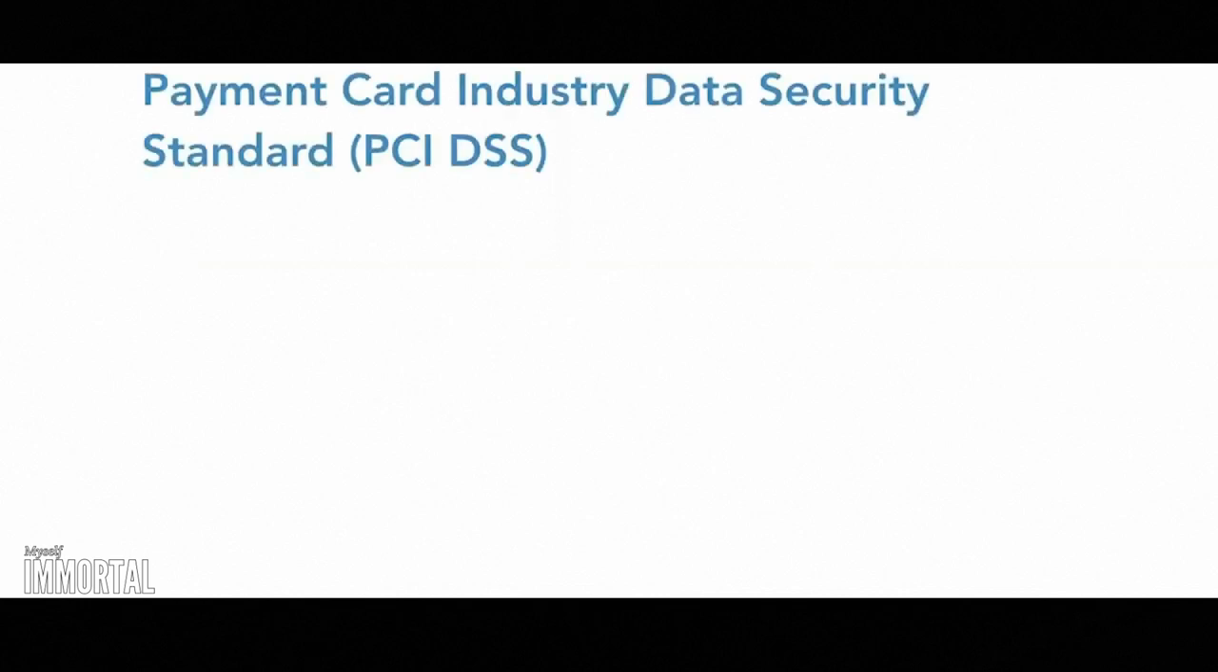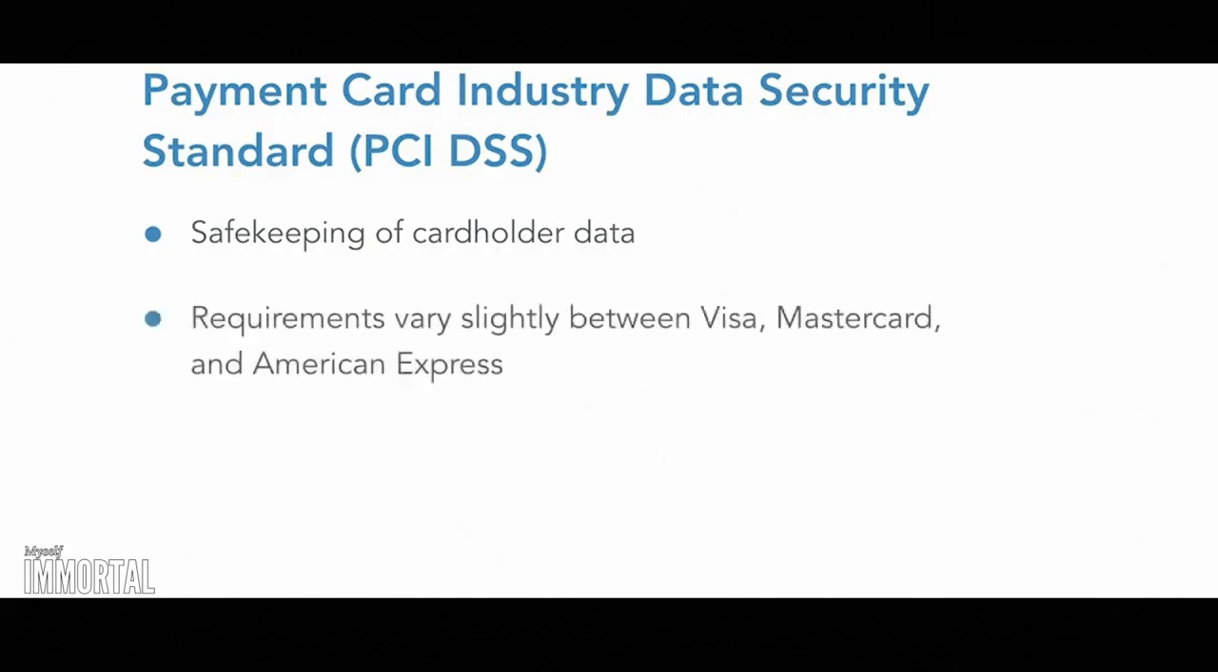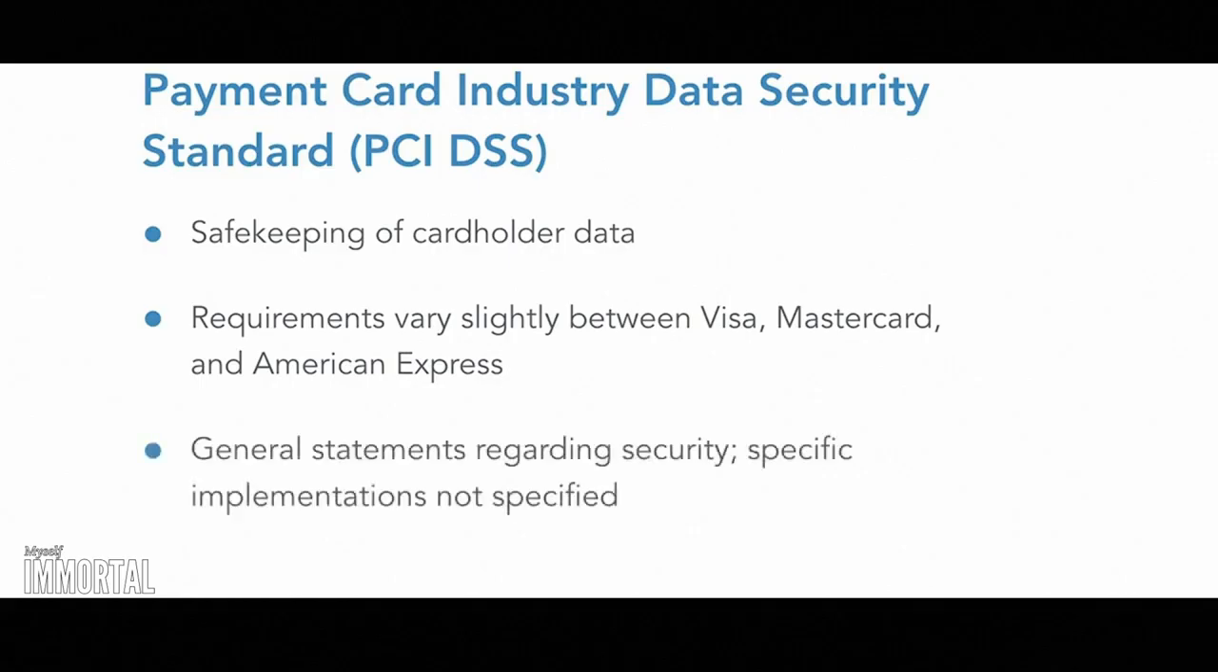The Payment Card Industry Data Security Standard, otherwise called PCI DSS, is not an act of legislation. Instead, it's an industry security standard. And it really is all about the safekeeping of credit card holder data, whether it's Visa, MasterCard, or American Express, for example. And there are slight variations in the security requirements between each of those three credit card vendors. But when you look at PCI DSS documentation, what you'll notice is that there are very general statements regarding how to secure something. In other words, there are no specific implementation details provided. That's left to the security professional or the cloud security analyst to determine.